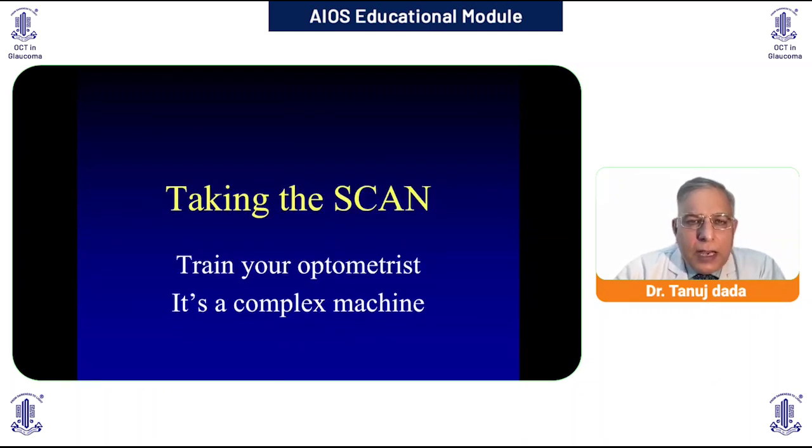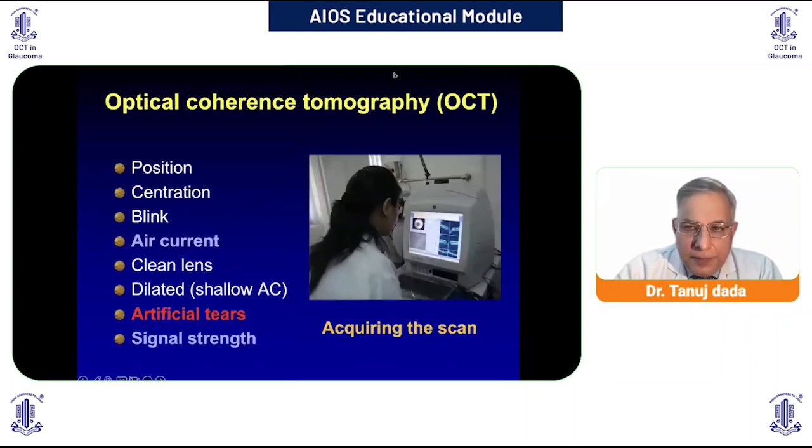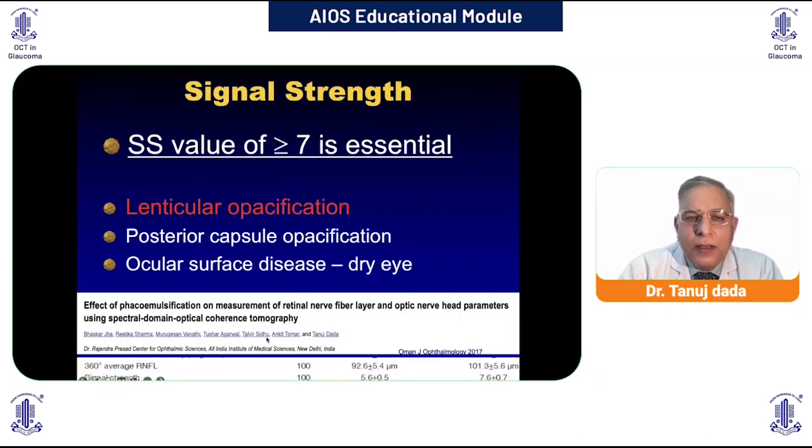Now, a few points about taking the scan, because your optometrist takes the scan and you see the printout in the OPD, but that is a wrong thing to do. Capturing the scan requires adequate positioning, centration. Often there is a dry eye or air conditioning that causes tear film evaporation. So here you can put 1 drop of artificial tears and then take the scan. And you should ensure that you have done an evaluation of the fundus and checked for any lenticular opacity before you do the scan.